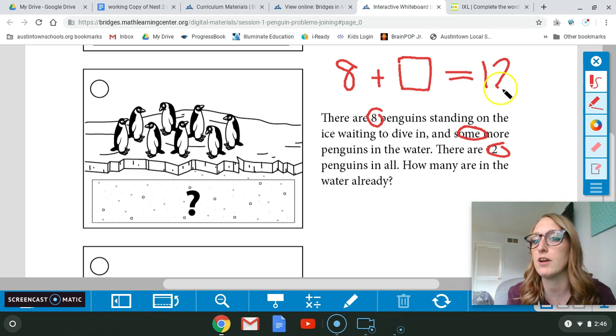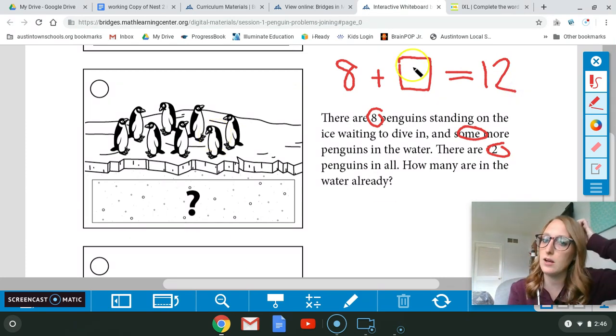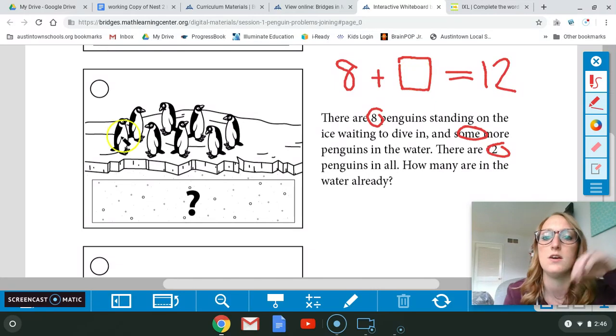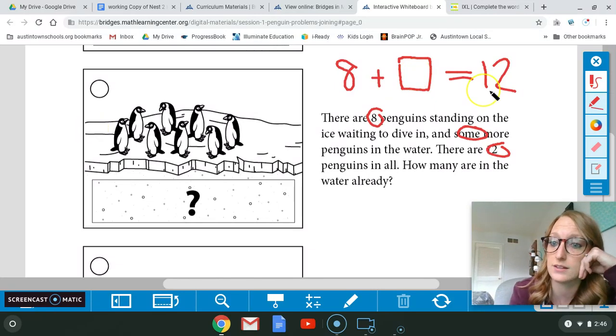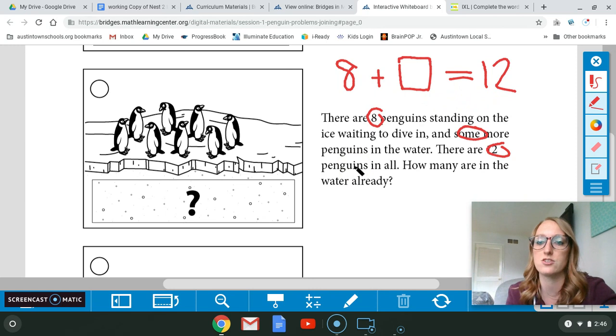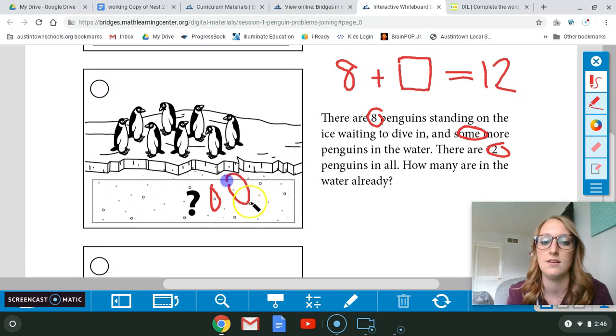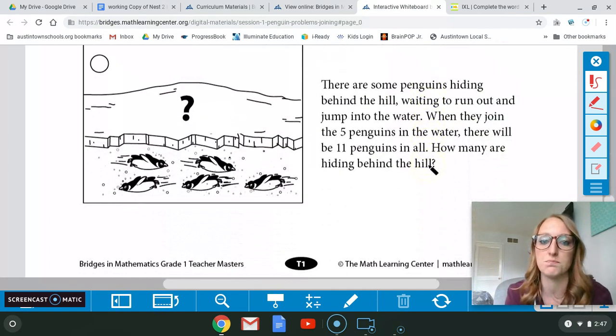So now I need to figure out if I have 8 here and there's 12 altogether, how many are missing to go in this box right here? So what I can do is I can count up till I get to 12, or I can draw the extra ones until I get to 12. So I have 8, I'll just draw them. 9, 10, 11, 12. How many circles did I have to draw down here? I had to draw 4. So how many are in the water already? 4. Very good. Okay, let's go down.